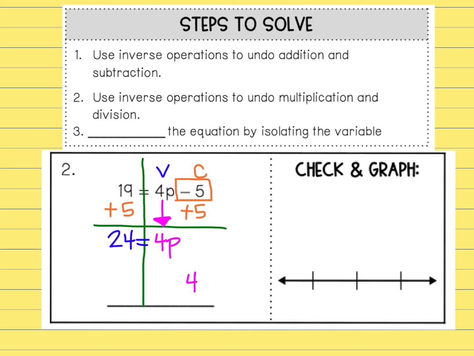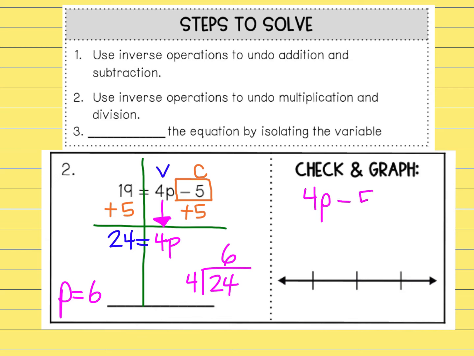And I will say 4 divides into 24. 4, 8, 12, 16, 20, 24. That made 6. So I'm going to write p equals 6 right here. I could check it.